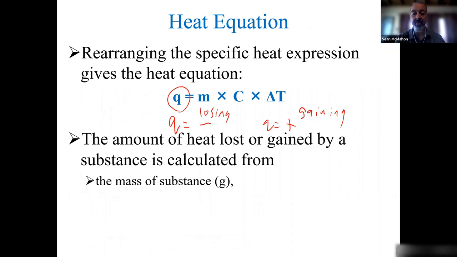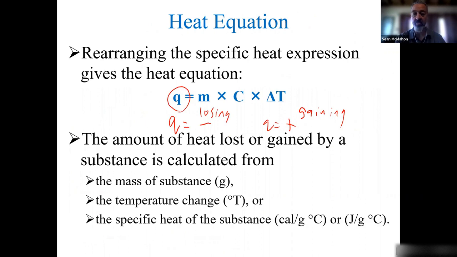So again, m stands for the mass of the substance in grams. The temperature change is delta T, or this should be delta C, right? Or yeah, it should be your C for Celsius. The specific heat of the substance is either calories per gram degree Celsius or joules.